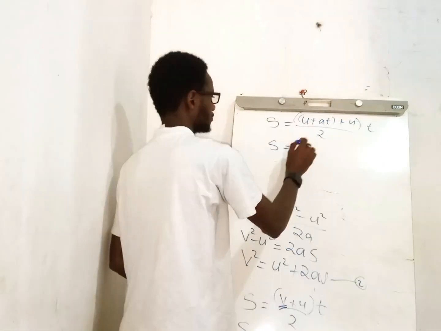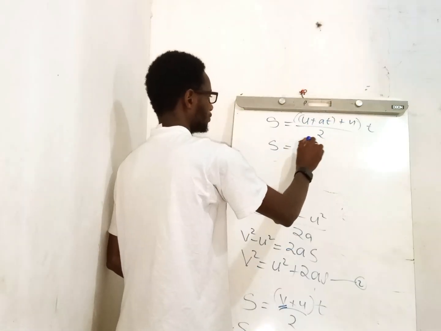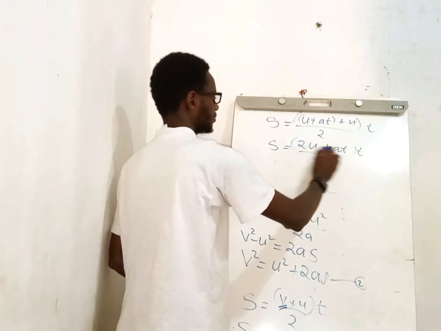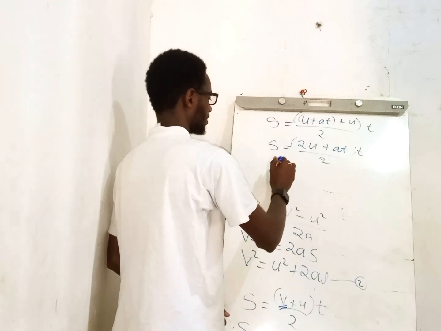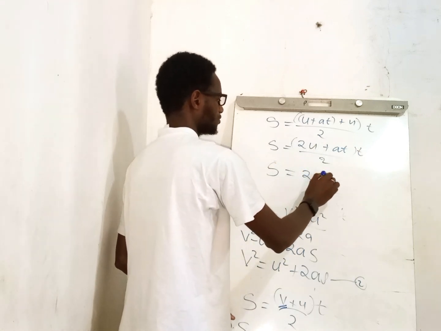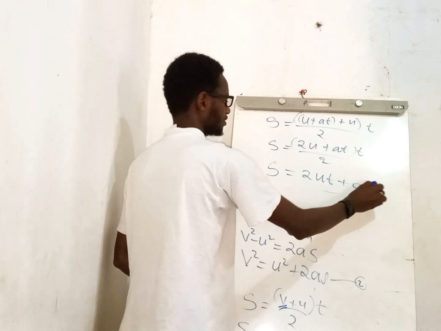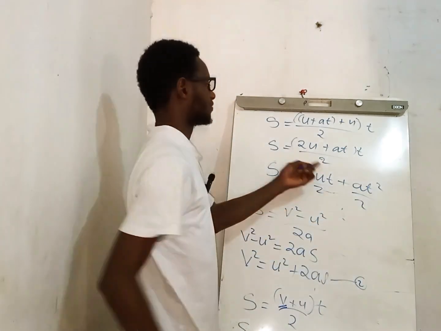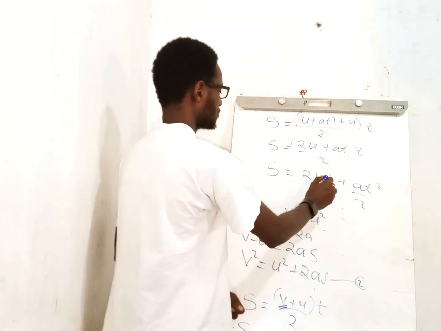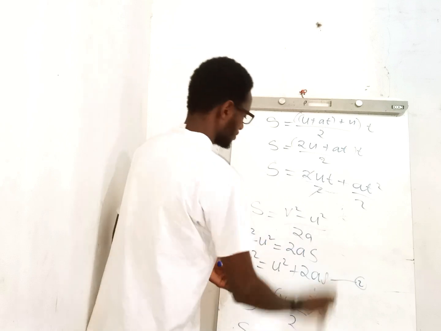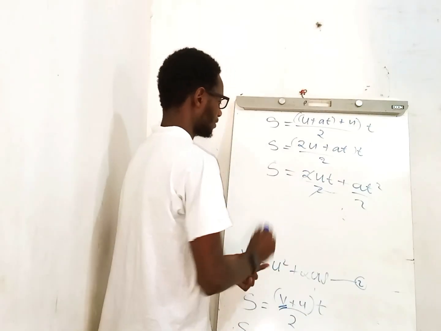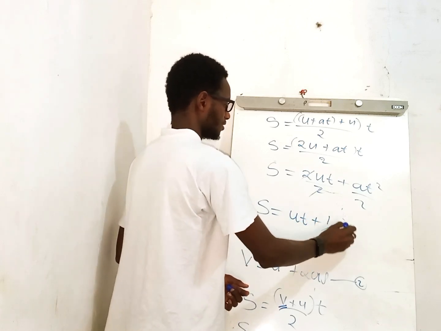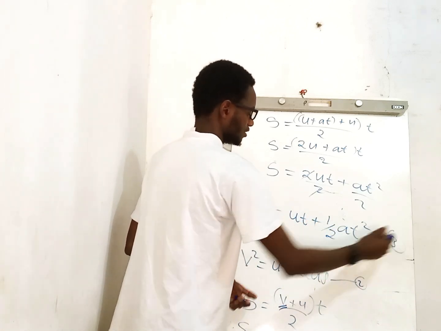So you are going to have s is equal to u plus u, which is 2u plus at, multiplied by t divided by 2. So this t affects everything in the bracket. We are going to have s is equal to 2ut plus at squared, all divided by 2. Since this 2 is affecting both terms, this 2 will go away with this 2, and we are left with s = ut + half at squared. This is our third equation of motion.